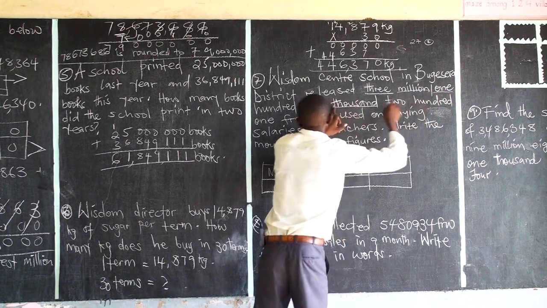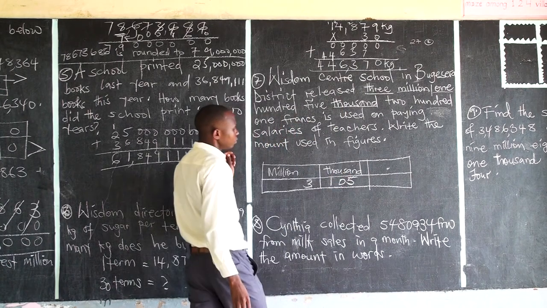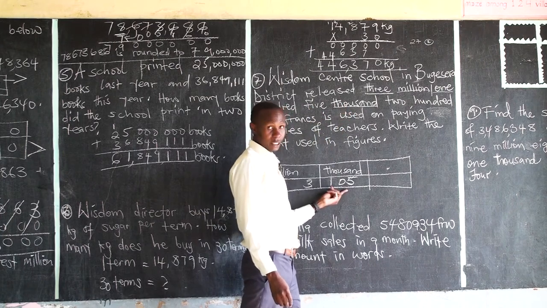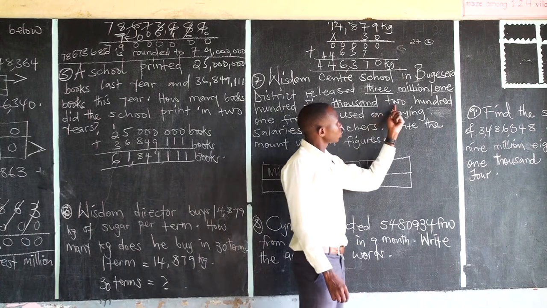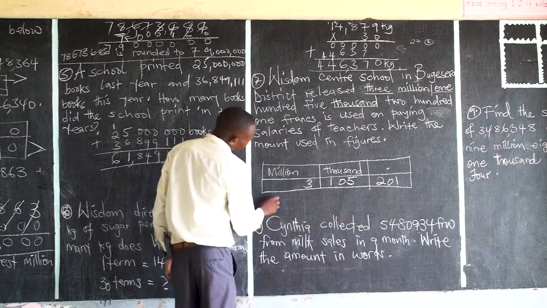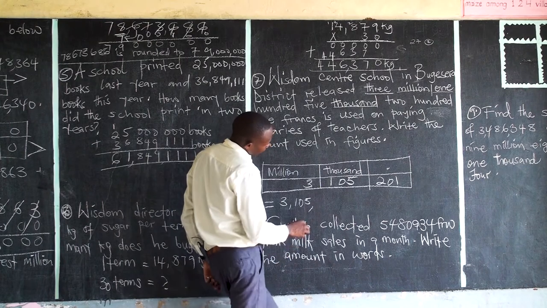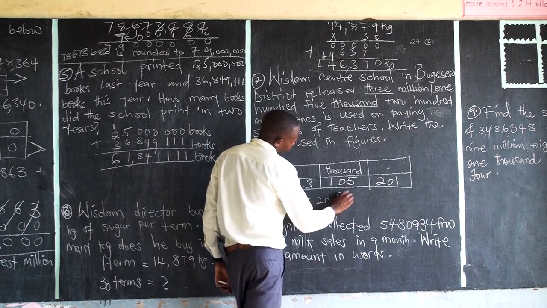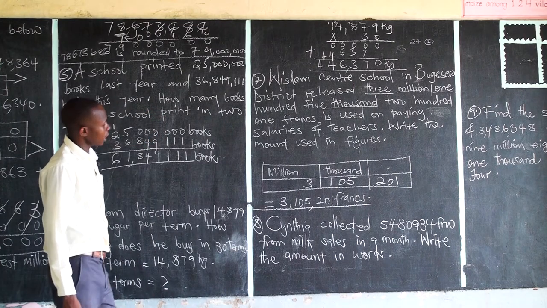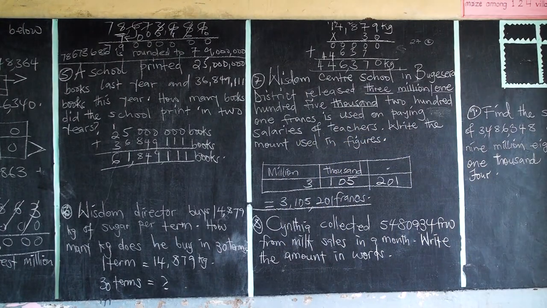We say 105 under 1,000. I've written it. Then from there, I'll continue. I say 201. So my answer will be 105,201 francs. That is the amount of money that he spends on paying teachers.